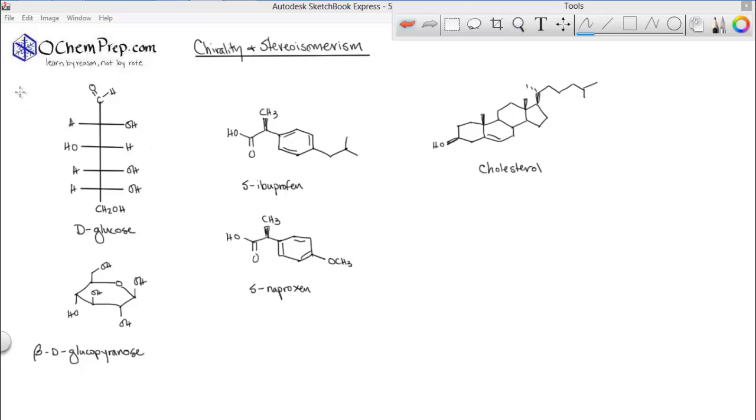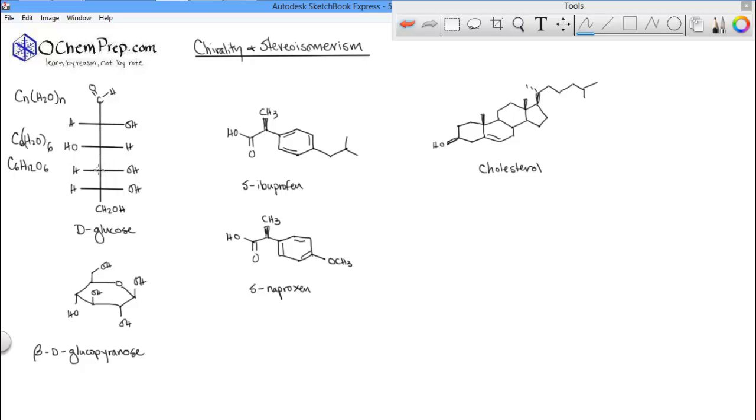All carbohydrates have the formula CnH2nOn. That's where the term carbohydrate came from. So if you look at glucose, it's C6H12O6. Now, this is the structure of open chain glucose. Now, if you look, it's drawn as a Fischer projection.